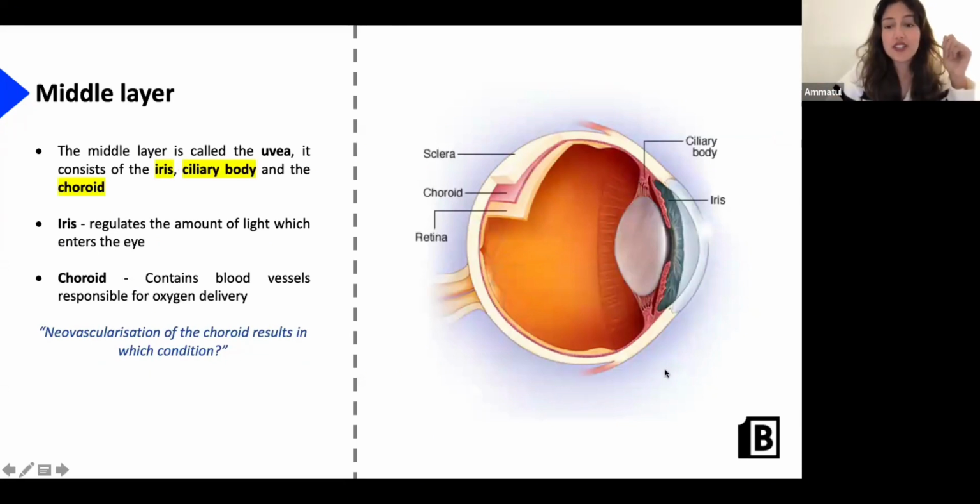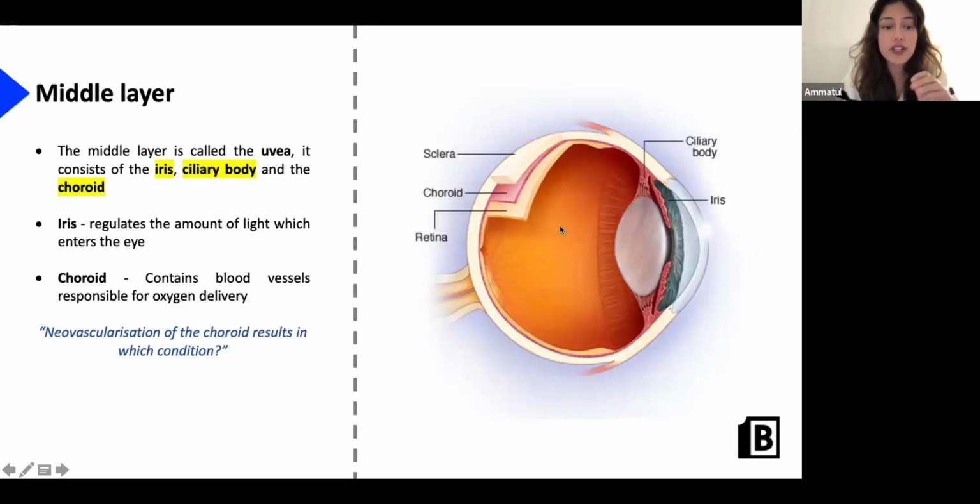So the uvea consists of the iris. So this would be the iris, and that's what gives us the colors of our eyes. And it also consists of the ciliary body. The ciliary body involves the ciliary muscles, the ciliary processes, and also these ligaments that you see over here, the suspensory ligaments, that are also called zonules. And then you also have the choroid.